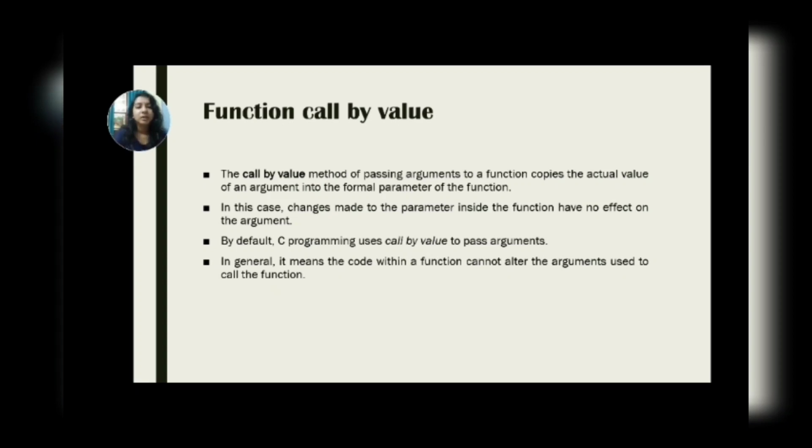If you don't mention that you need to call them by reference, then C assumes that you are calling them by value, and hence, in general, the code within a function cannot alter the arguments used to call the function. The parameters remain as such, the original variables are unchanged, and they remain the same. C calls by value as default.